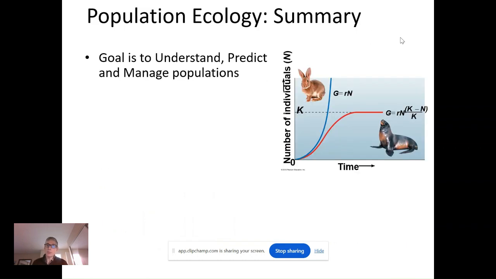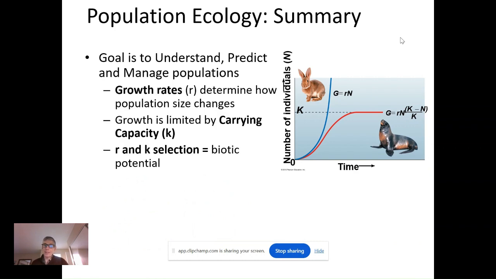So to summarize, we wanted to understand how populations change. We introduced the idea of growth rates. We talked about exponential versus logistic growth by introducing the idea of carrying capacity to explain why we don't get exponential growth.